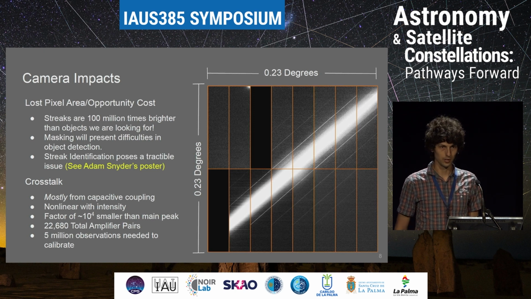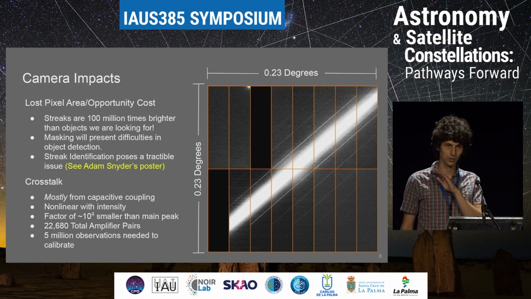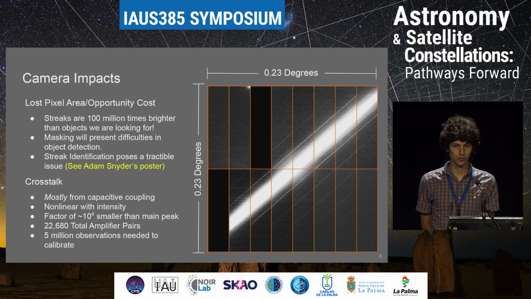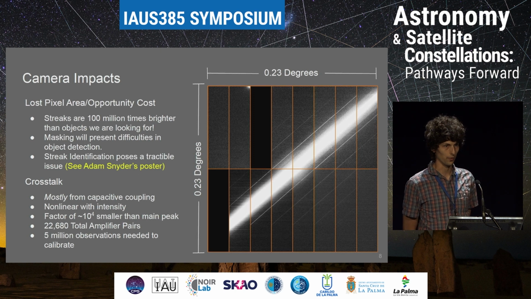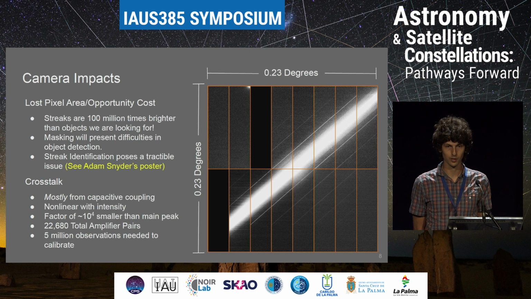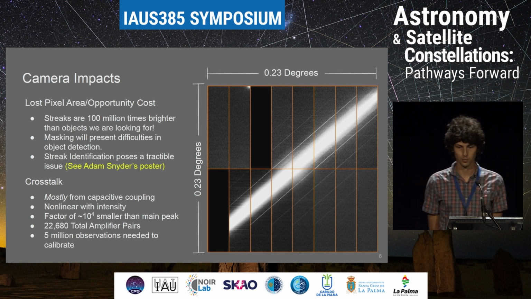So obviously there's the direct issue, which is we lose pixel area. Whenever a streak goes by, we just have to delete all those pixels. They're not usable. The streaks are something like 100 million times brighter than the objects we're looking for in the night sky, so it's very difficult to work with. And so we need to mask out those pixels, and we need to obviously detect where they are in the first place. Those present problems on their own, and if you want to hear more about that, I recommend going to see Adam Snyder's poster, which is more informative.